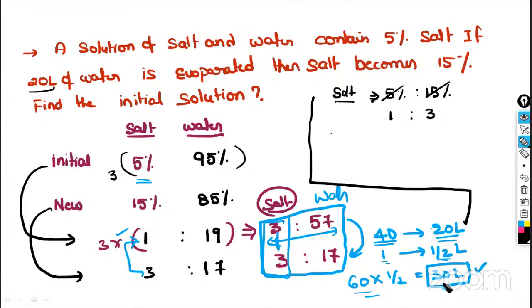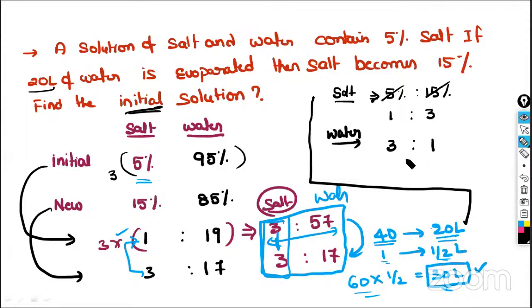Ma, final solution how much, ma? Final solution they are asking 30 minus 20, how much? 10 liters. They are asking initial solution, ma. Right? So water will be inversely proportionate, ma. Remember it. If the quantity of salt is 1:3, water will be inversely proportionate. How much? 3:1.